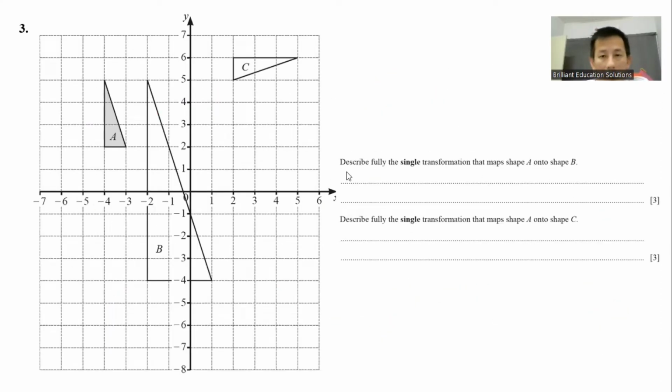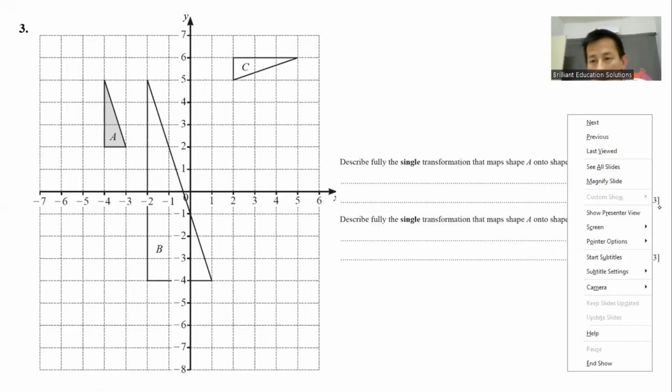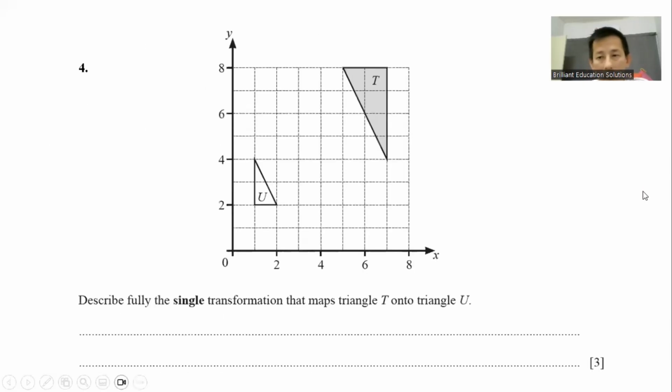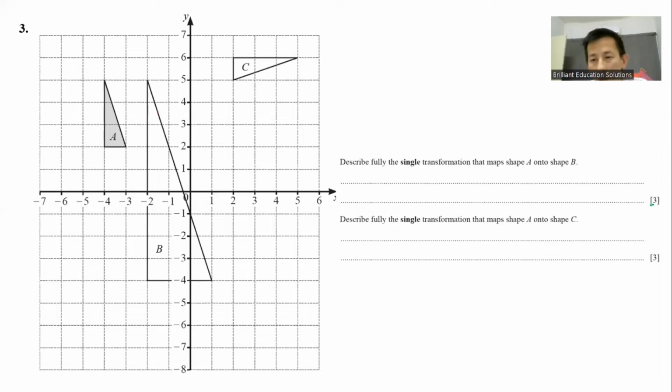Next question. Describe fully the single transformation that maps A to B. A to B is a 3 marks question. So we know that 3 marks can be rotation or enlargement. In this case, one big, one small, so it should be an enlargement. A to B, so it becomes bigger. This is 1, this is 3. So the scale factor is equal to 3.